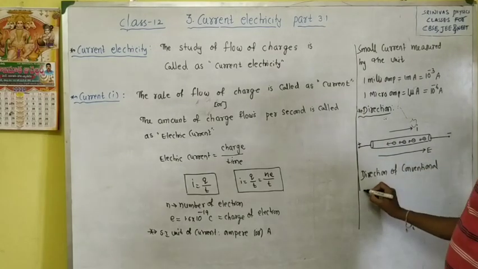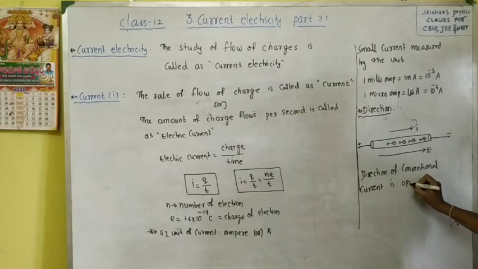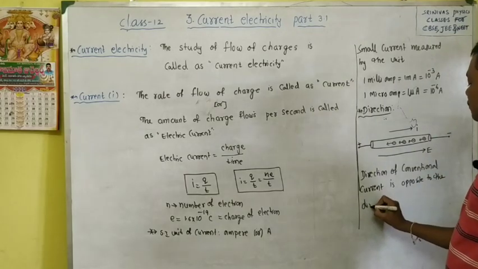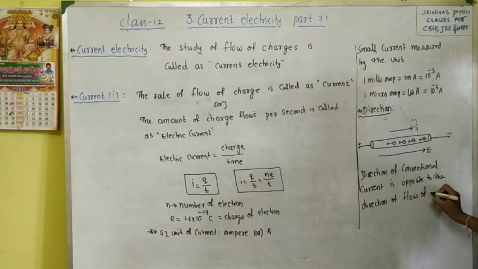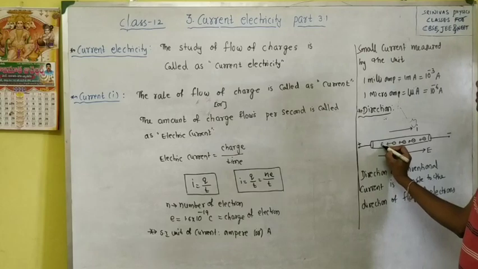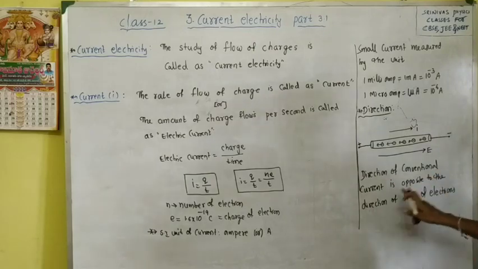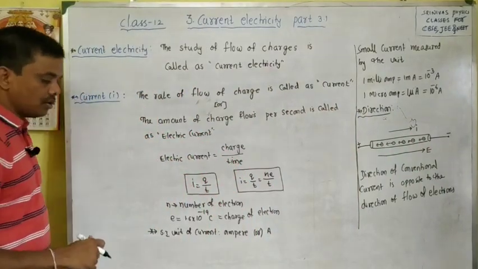Direction of conventional current is opposite to the direction of flow of electrons, right? When electrons go left side, the current goes right side. The direction of conventional current is opposite to the direction of flow of electrons. If you take a small circuit, from the outside of the battery, the current flows from the positive terminal of the battery to the negative terminal of the battery.